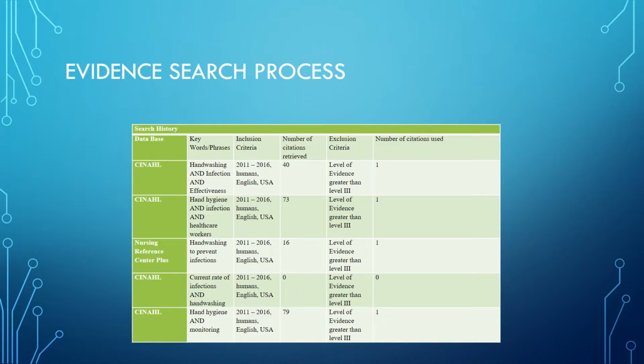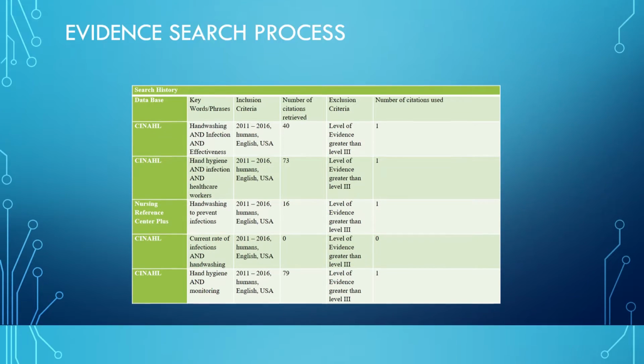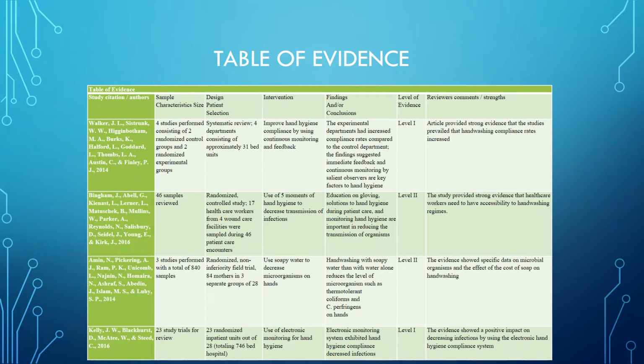As you can see, I have developed an evidence-based search process table. Based on my research process, I have developed a table of evidence that includes evidence related to my PICO question. The data collected from the studies are study citation and authors, sample, characteristics and size, the design, patient selection, the intervention, the conclusions, the level of evidence, and my comments on the studies.